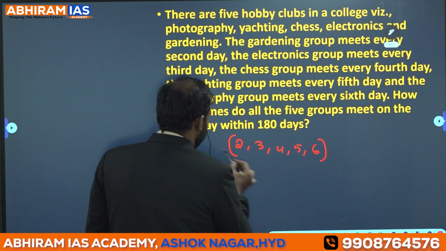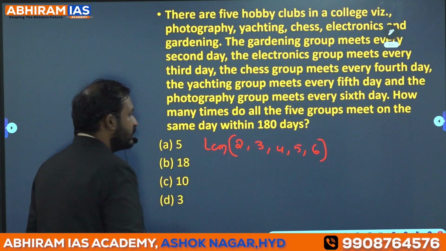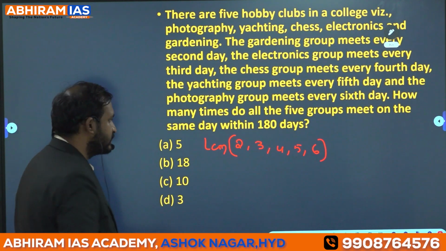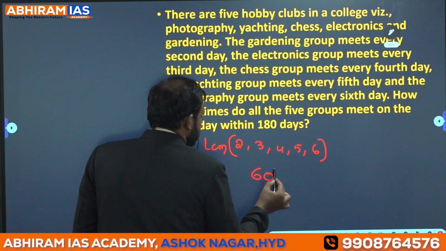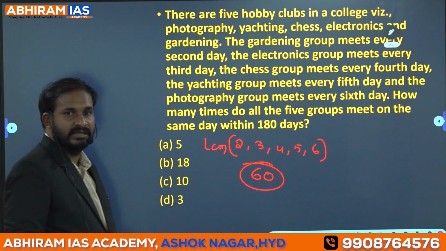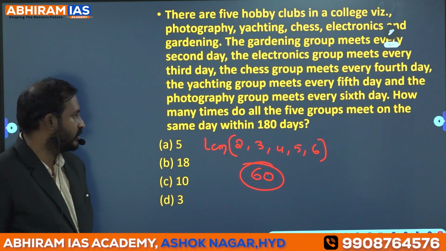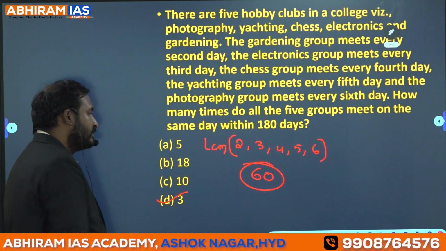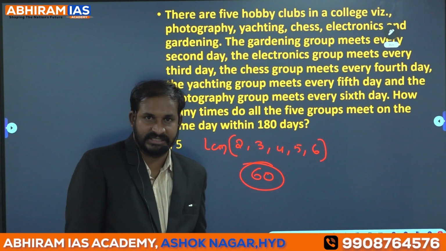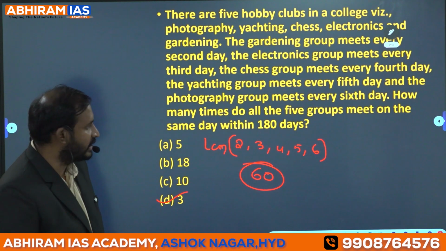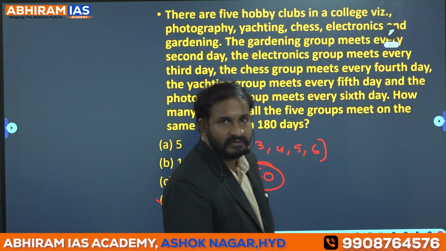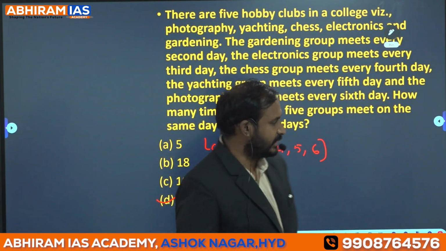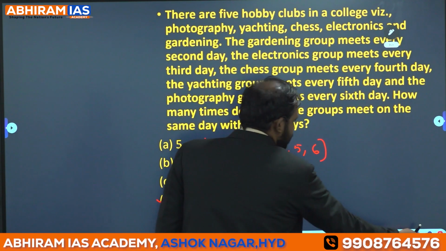Simply find out the LCM. Just now we calculated. What is the LCM of 2, 3, 4, 5 and 6? 60. That means every 60 days they all will meet together. So in 180 days, how many times will they meet? In 180 days they will meet 3 times. 180 by 60, the quotient we will get is 3. So in 180 days they all will meet 3 times. So our answer here becomes 3.